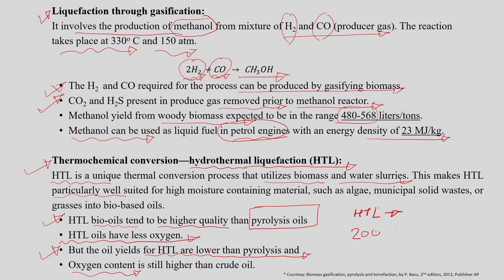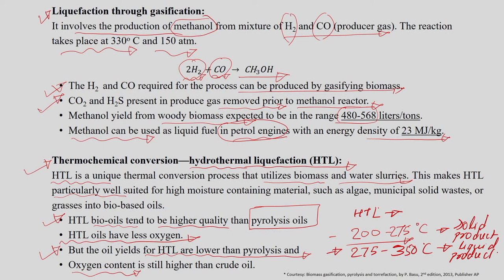And this particular process is carried out in a wide temperature range, from 200 to around 600 degrees Celsius, because the product of the process can be specified according to the temperature severity of the process. For example, if the process is carried out between 200 to 275 degrees Celsius, it suitably produces solid as a product. If the process is carried out between 275 to 350 degrees C, then it produces basically liquid as a product. And if the process is carried out in the temperature range above 400 degrees C, the majorly produced product is nothing but the gas. So, suitably it produces gas as a product.